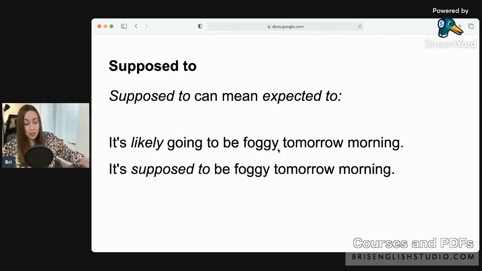So if you watched the weather report and they said, looks like tomorrow is going to be foggy, you could say it's likely going to be foggy, but more commonly in conversation, we would say it's supposed to be foggy tomorrow morning. So it's expected to be, it's likely. It's supposed to be foggy tomorrow morning.